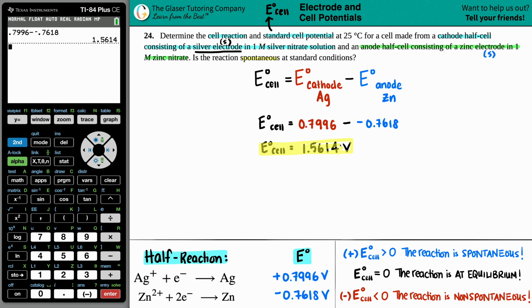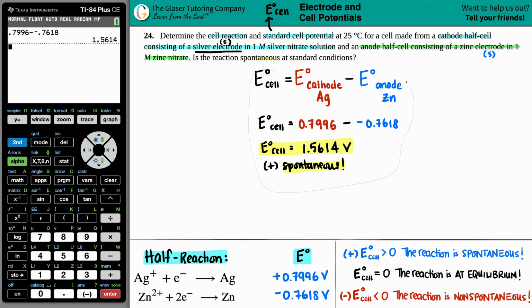Now from there, every time that you get an E cell, the standard cell potential for a whole entire reaction, you can always go straight to finding out if it's spontaneous or not, because that just goes by the sign of the E cell. If the E cell value that you got is a positive value, the reaction's spontaneous. But if the E cell that you got is a negative value, it's non-spontaneous. But here, we got a positive value, so we know that this reaction is a spontaneous reaction. That means that it does not need any additional energy to make this reaction run.